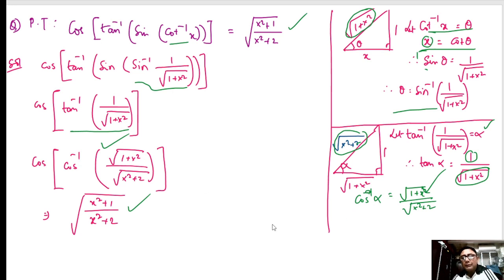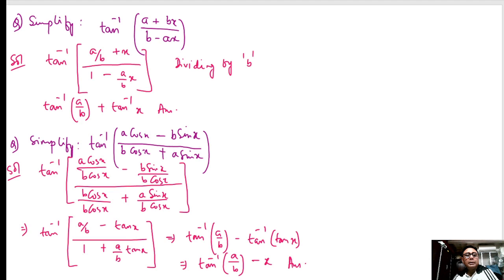From here alpha we can write it what? X square plus 1 by x square plus 2. This is the alpha, and instead of alpha, we have put it here. We get the answer. Let us see the next sum.